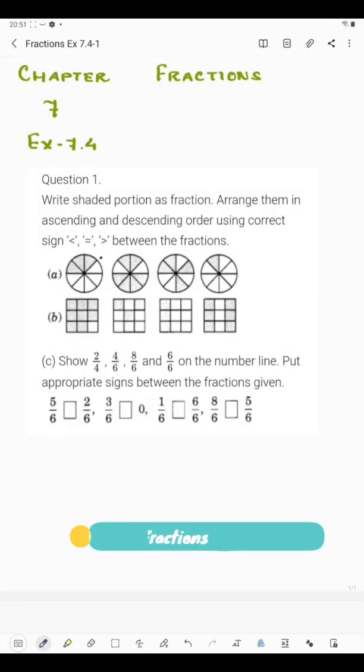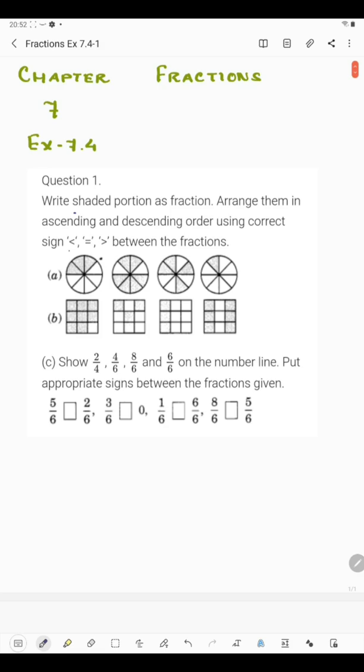Students, now I am going to start question number 1 of exercise 7.4. Question number 1 says, write the shaded portion as a fraction. Arrange them in ascending and descending order using the correct symbol, less than sign, equal to sign, greater than sign between the fractions. In the A part we have some figures given and in the B part we have some figures given.